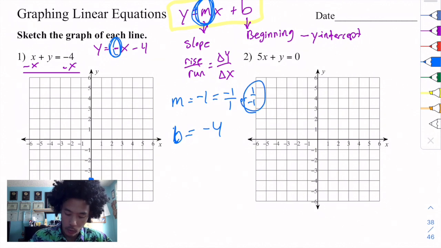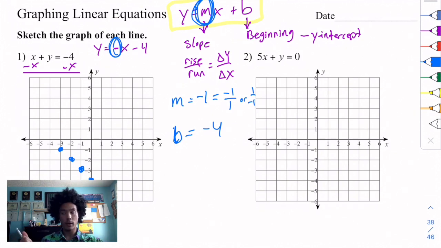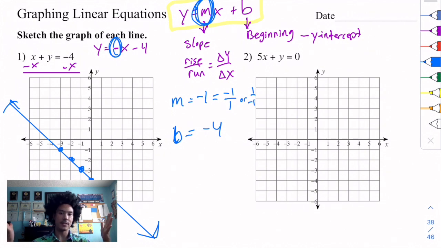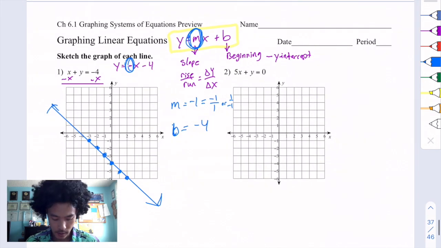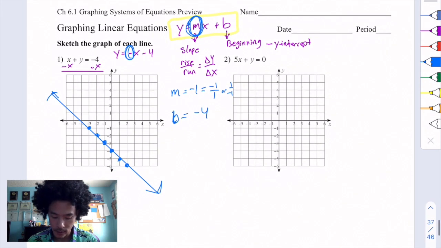Or you can go up 1 to the left 1, right? Up 1 and then to the left. So either or, the point of all this here is basically showing that it connects to a straight line. Whether you go down 1 to the right or up 1 to the left, it's the same linear pattern. And then boom. That's it. Easy stuff, right, guys? And again, rewind, do whatever you need to help you understand this.